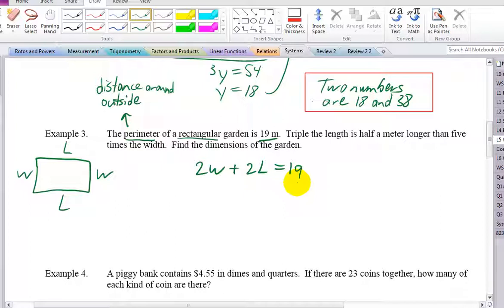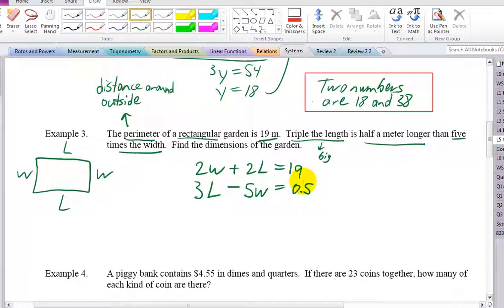Okay. Next part. Triple the length is half a meter longer than 5 times the width. Which one's bigger? The length. Okay, this is bigger. So 3L minus the smaller one, 5W, equals half a meter. What should I use for that? 0.5. You could use a fraction, but because we're doing measurements, 0.5 is okay.